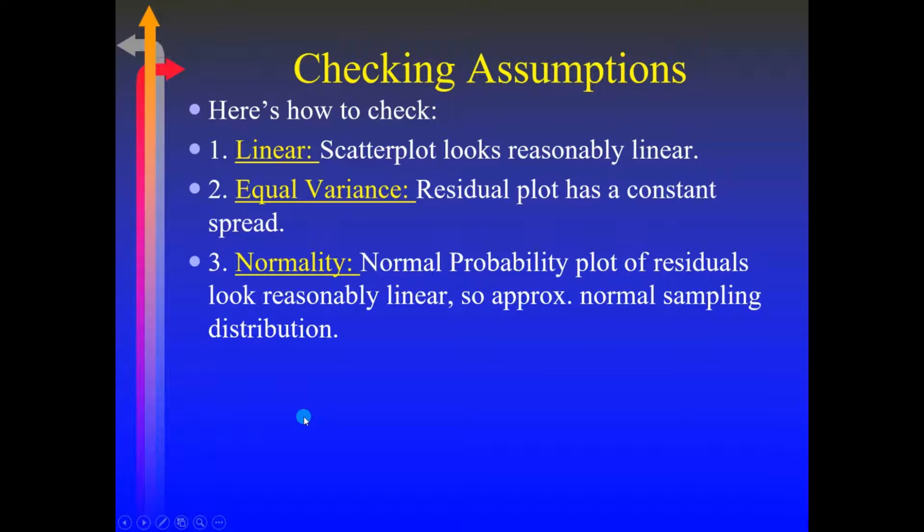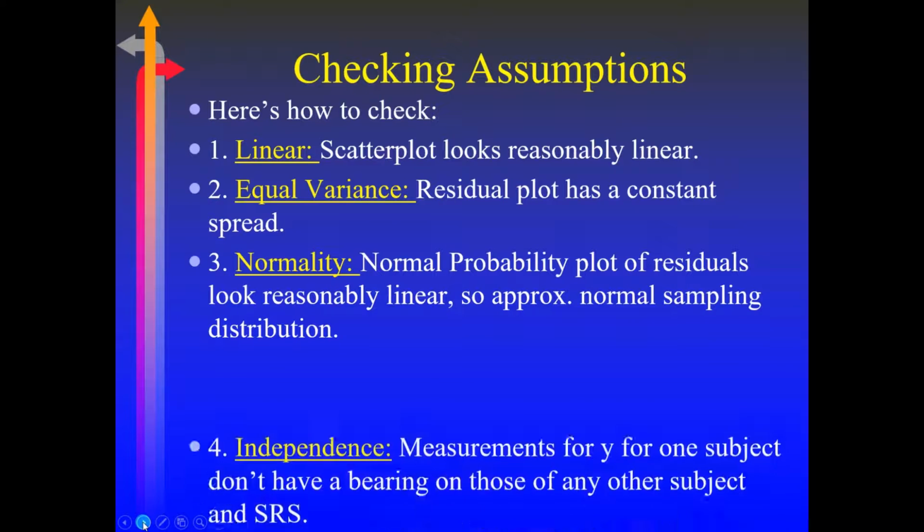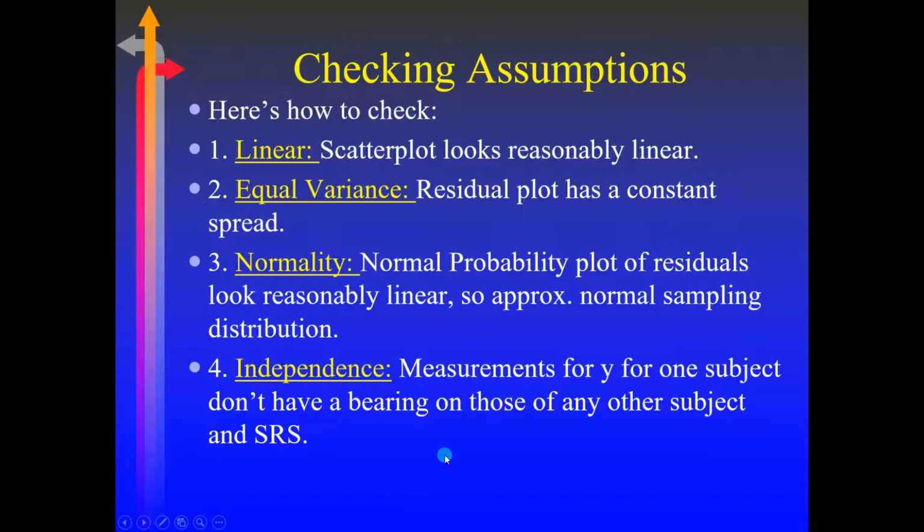Normality: what we can do here is construct a normal probability plot of residuals. If it lines up pretty well to a slanted line, then we have an approximately normal sampling distribution. Yay! Independence: this is where measurements of y for one subject don't have any bearing on those from any other subjects. The best thing we can do is to have a simple random sample, which will cover independence. I think we had that for chi-square as well. So these are easy to check, not hard to check.